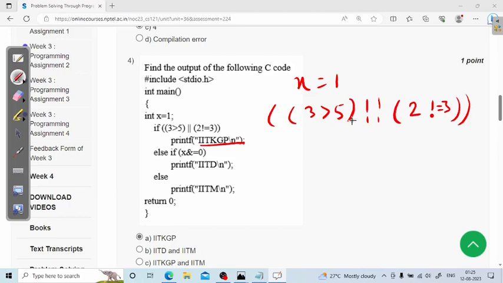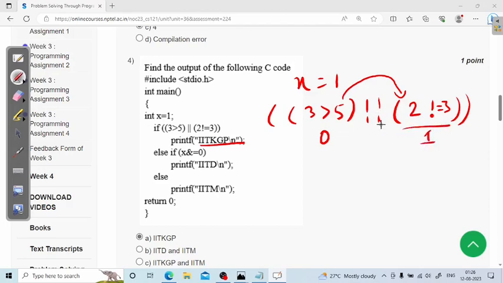3 greater than 5, it's false, so false means 0. So we'll move to the next part. If this gives us true, we can execute the printf statement, because this is the or operator here. If any one of them is true, we'll execute the printf. Okay, 2 not equal to 3, yes, it's correct.